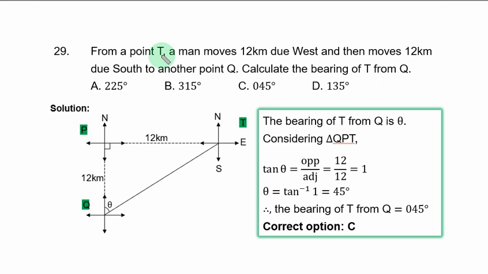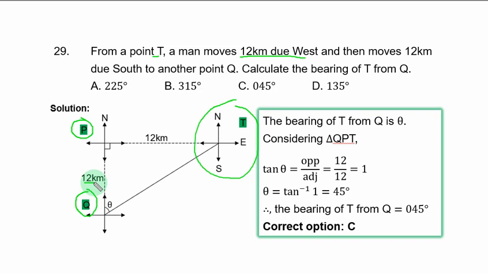Question 29. From a point T, a man moves 12 kilometers due west and then moves 12 kilometers due south to another point Q. Calculate the bearing of T from Q. So this is point T. The man moved to the west part. This is west, and the distance is 12 kilometers. When he gets to point P, he moves south. That is down to another point Q. Distance also 12 kilometers. Now find the bearing of T from Q.